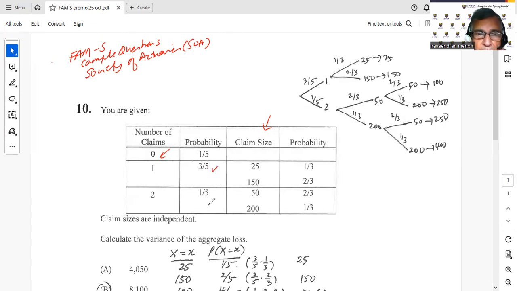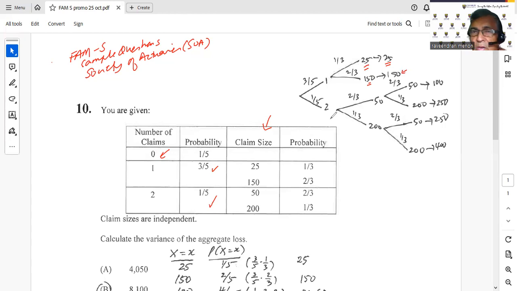Probability will be 3/5 and 1/5. If you have one claim, it can either be 25 or 150. You can see it here, and the probabilities are 1/3 and 2/3. The reason I showed you a tree diagram is that when you work out the probabilities, which we are going to do shortly, you can just multiply the probabilities along the branches. I wrote 25 here because that's the amount of the claim: one claim, the amount is just 25. One claim, the amount is just 150.